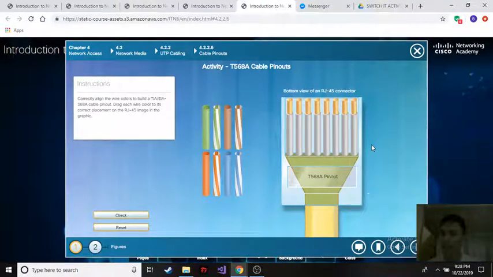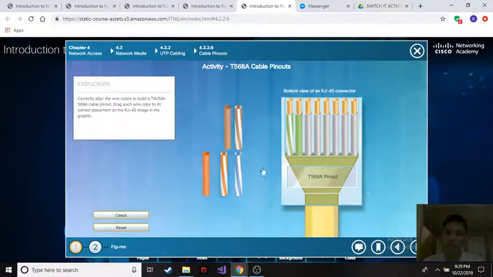The instruction here is we are going to correctly align the wire colors to build a TIA/EIA 568A cable pinout. Drag each wire color to its correct placement on the RJ45 image in the graphics. So what we are going to do here is arrange the colors properly. First, we are going to arrange the T568A cable pinouts. So here the first wire is the green stripe, then the plain green.